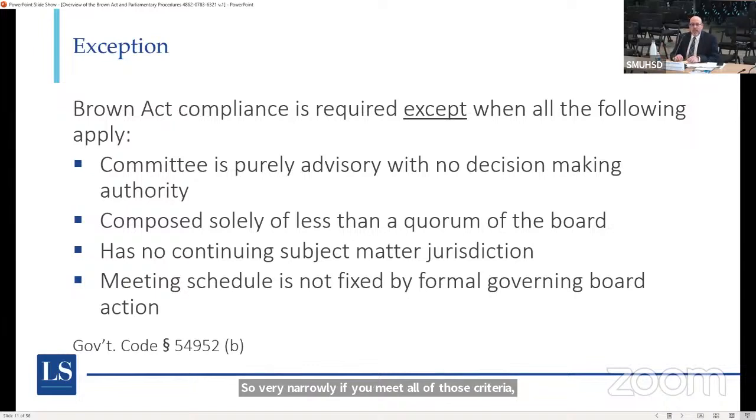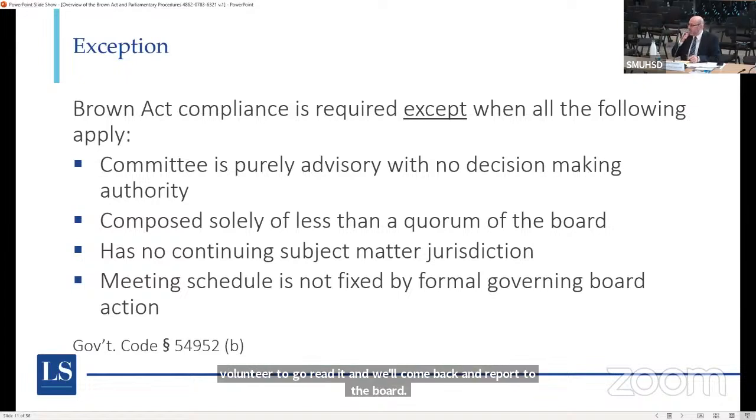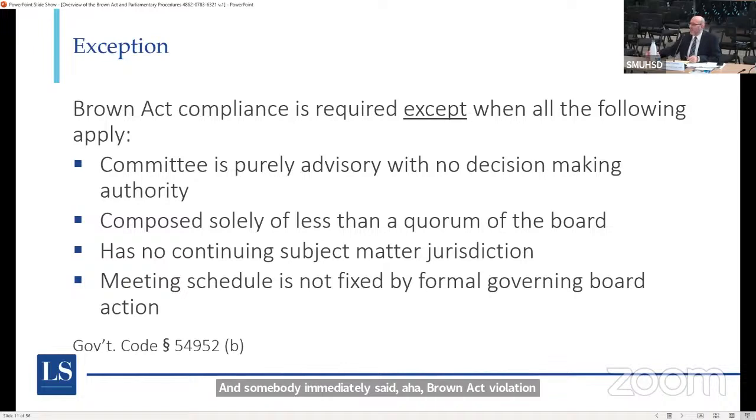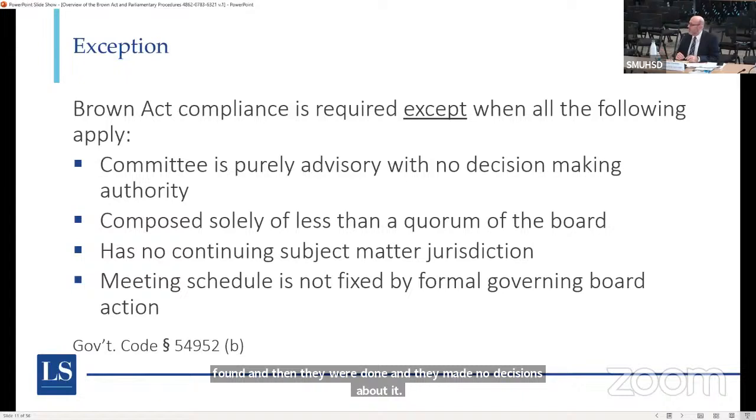And there's a famous case about this where 2 city council members said they received an environmental impact report to review, and it was hundreds and hundreds of pages long. The 2 city council members said, well, we volunteer to go read it and we'll come back and report to the board. And somebody immediately said, aha, Brown Act violation, because it took them 3 months to read it and they met over and over again. And the court said, no, they read it. They met on their own schedule. When they were done, they reported to the board what they found, and then they were done. And they made no decisions about it. So that's a good example of where you can have one of these subcommittees.